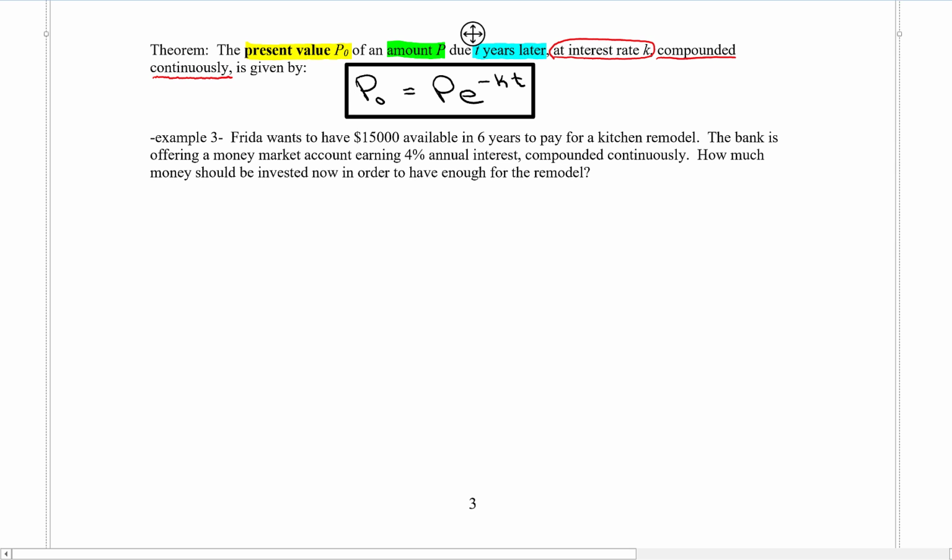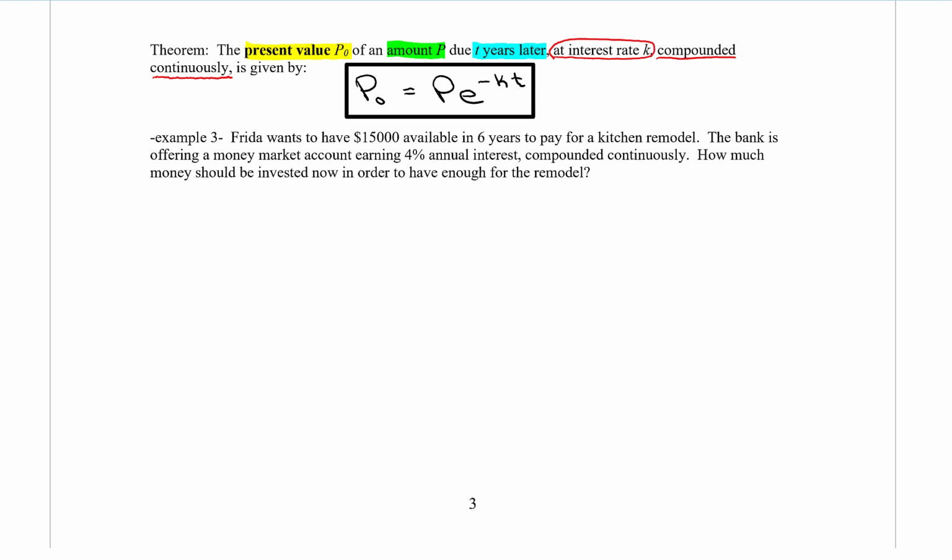Example 3. Frida wants to have $15,000 available in 6 years to pay for a kitchen remodel. The bank is offering a money market account earning 4% annual interest, compounded continuously. How much money should be invested now in order to have enough for the remodel?